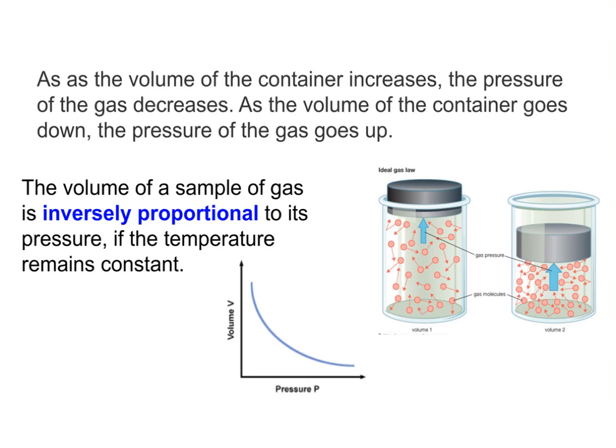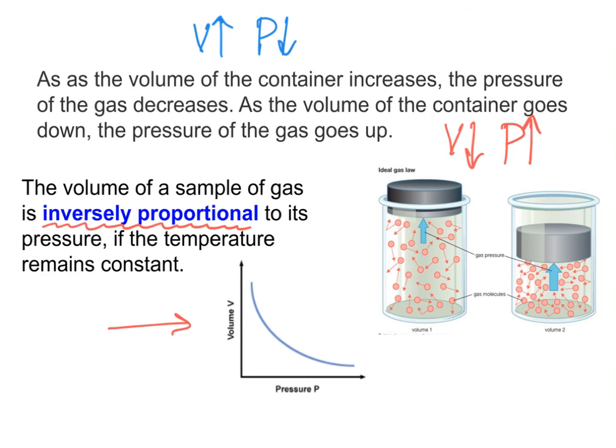To recap what you've been learning today, as the volume of the container increases, the pressure of the gas decreases. As the volume of the container goes down, the pressure of the gas goes up. The volume of a sample of gas is inversely proportional to its pressure if the temperature is held constant. And here is the graph of volume versus pressure of the gas, which has the classical inversely proportional graph form.